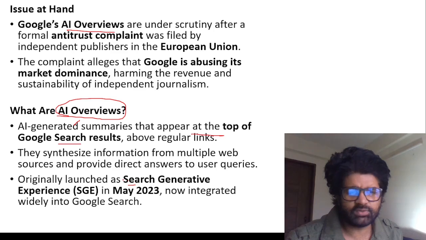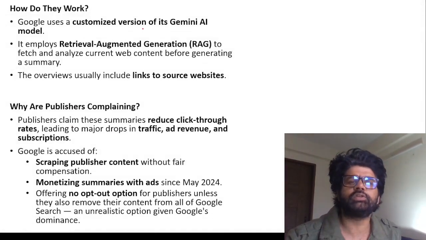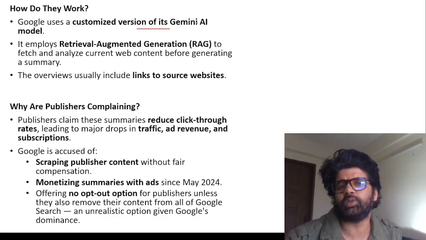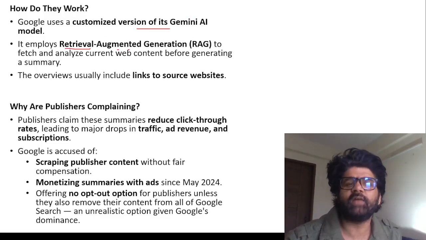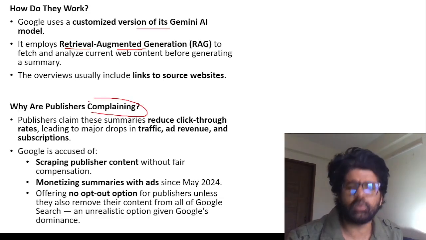As you can read all these things, we have just talked about the basic crux. They use a customized version of its Gemini AI model, which employs retrieval augmented generation, RAG. Again, we don't have to do a PhD here. Publishers, what is the concern here? Click-through rates have been decreased.